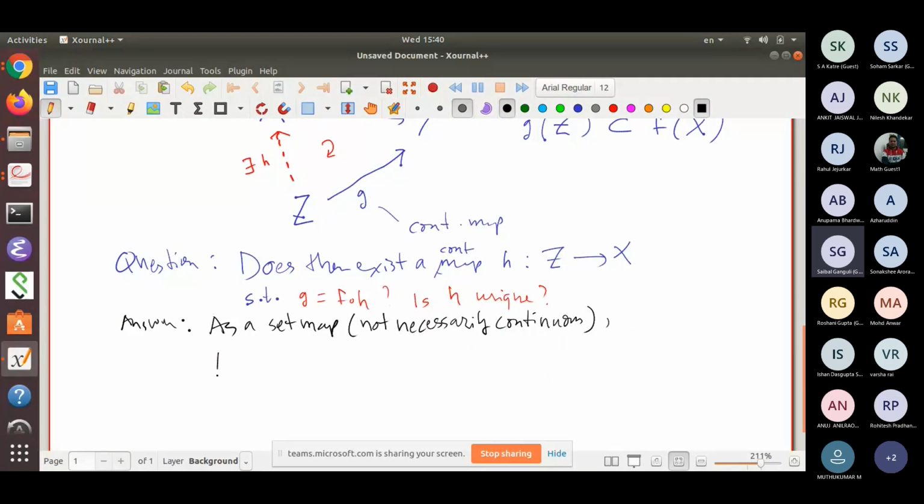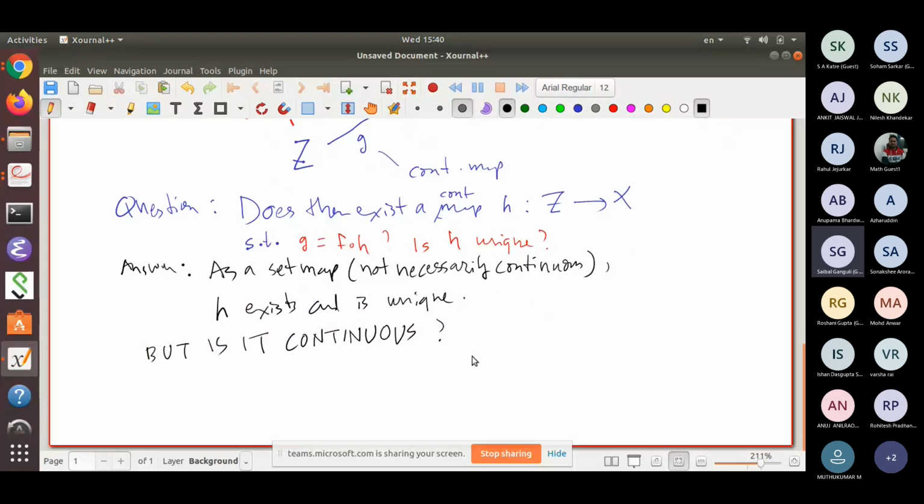H exists and is unique. But is it continuous? And the answer you will see is no. I'll give you an example, meaning not necessarily.